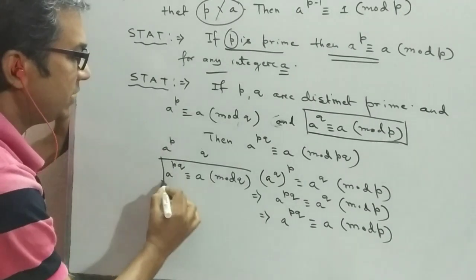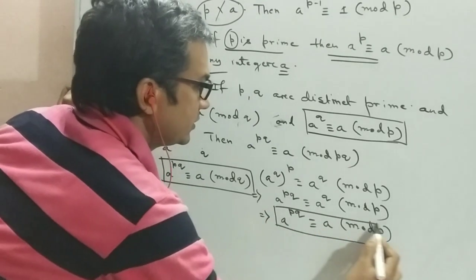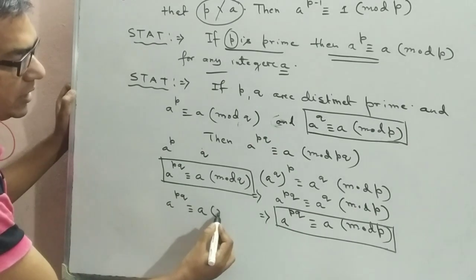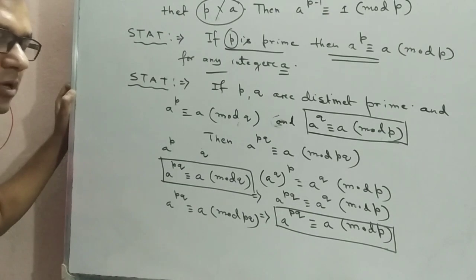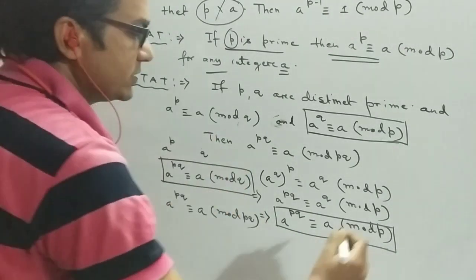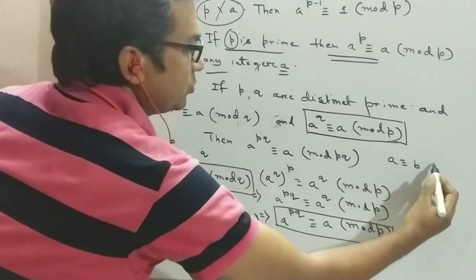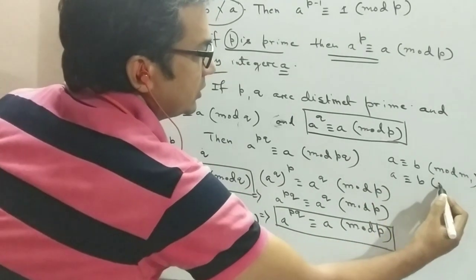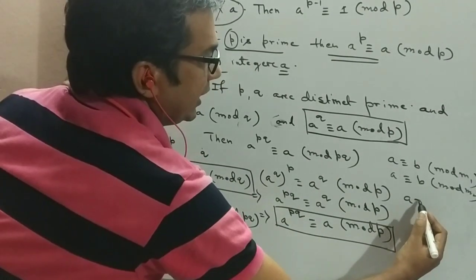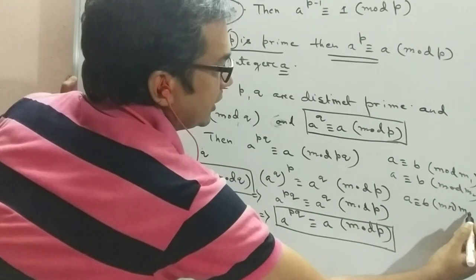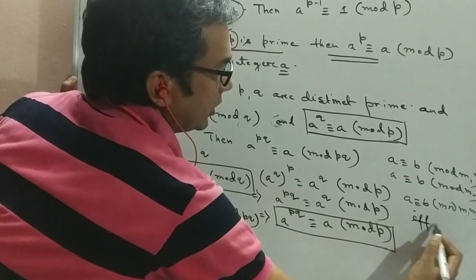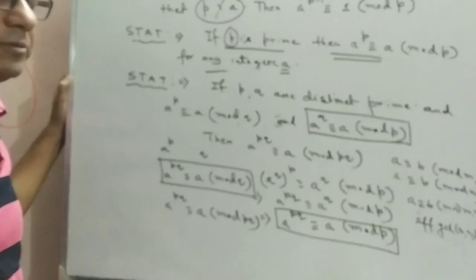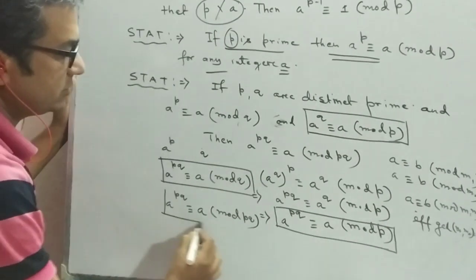And combining this result and this result, we can write a^(pq) ≡ a (mod pq). Because we know from the theory of congruence that if a ≡ b (mod m1) and a ≡ b (mod m2), then a ≡ b (mod m1 m2) if and only if GCD of m1 and m2 equals 1, right? So we get the result.